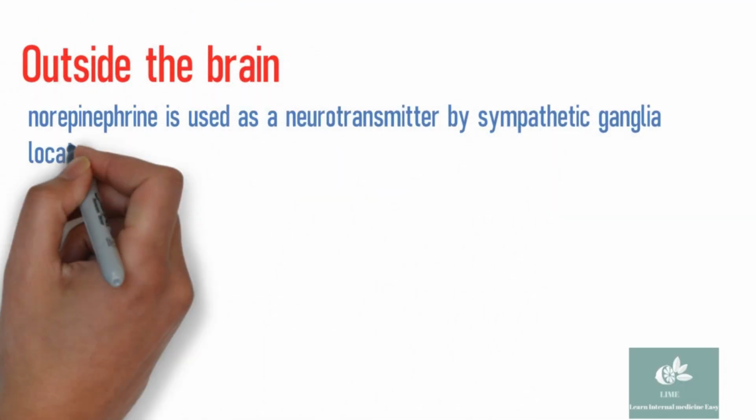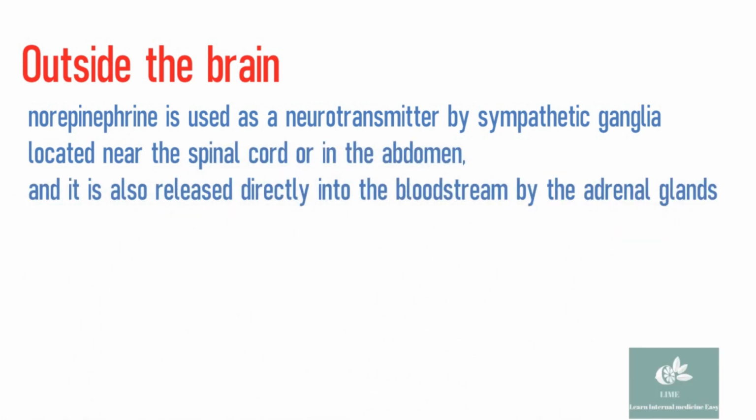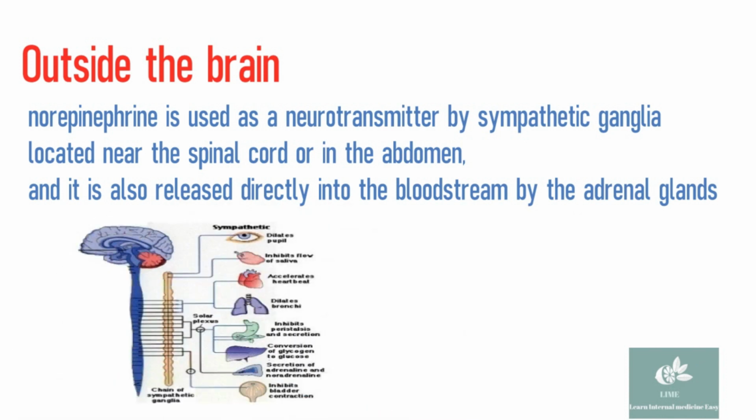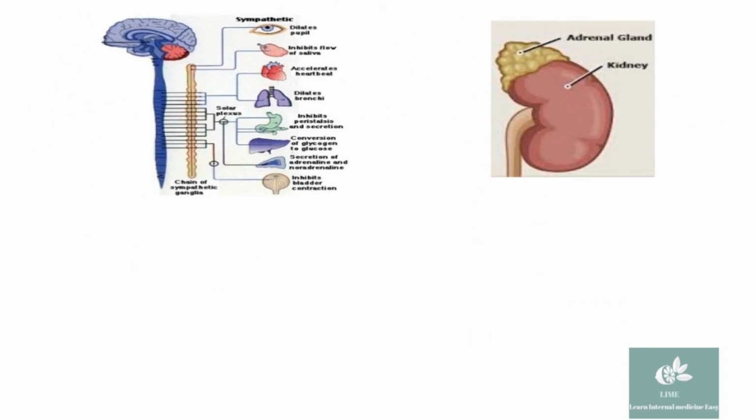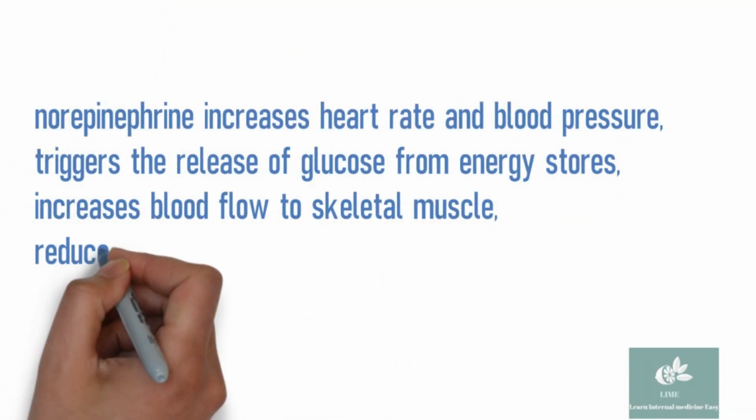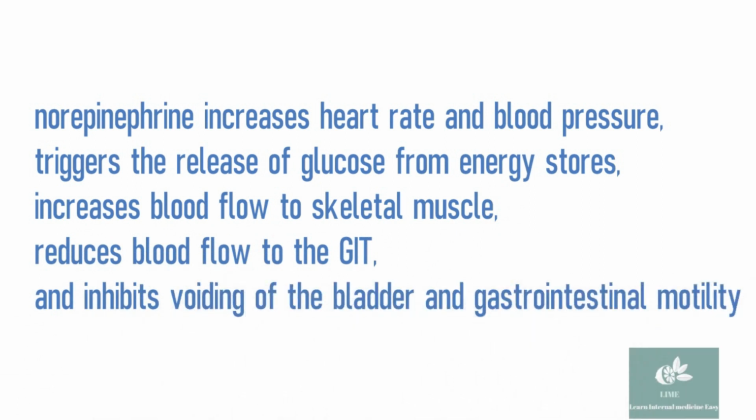Outside the brain, noradrenaline is used as a neurotransmitter by sympathetic ganglia located near the spinal cord or in the abdomen. It is also released directly into the bloodstream by the adrenal glands. Noradrenaline increases the heart rate and blood pressure and triggers the release of glucose from energy stores. It also increases blood flow to skeletal muscle, reduces blood flow to the GIT, and inhibits voiding of the bladder.